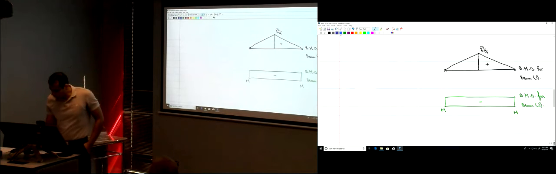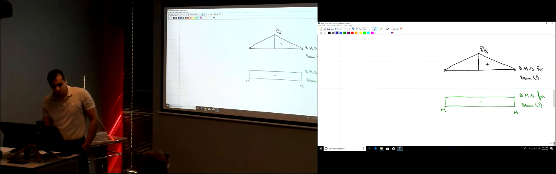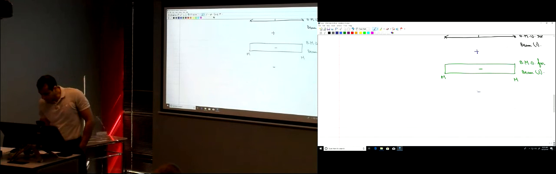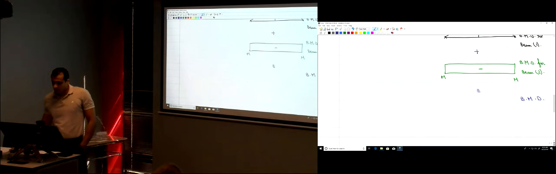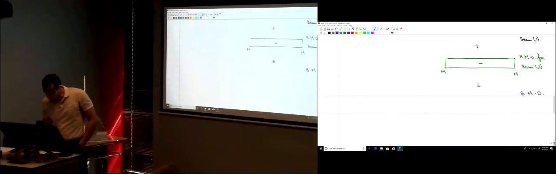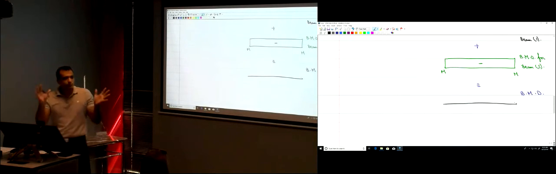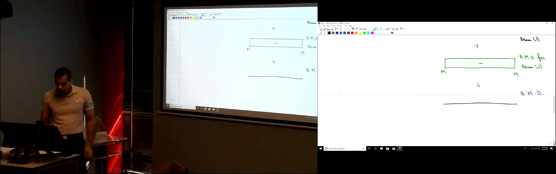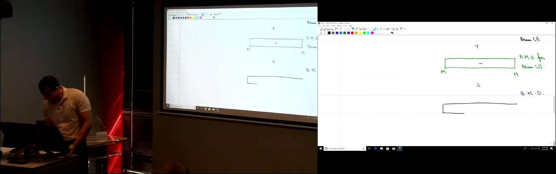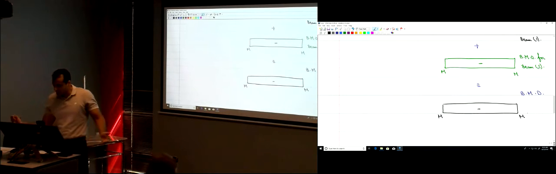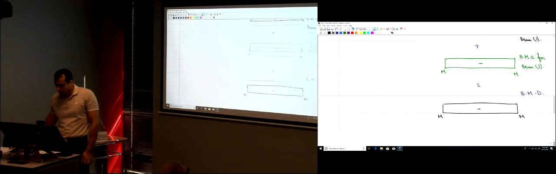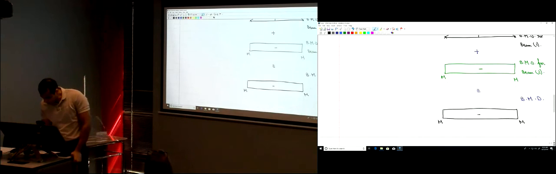What do I need to do with those 2 bending moment diagrams? I need to add them together to find the total bending moment diagram for the entire beam. How would you add them together? This is how I'm going to add them together. Simply, I'm just going to put them on top of each other. So here, this is M and M. This is the bending moment for beam 2, right? And the bending moment for beam 1 was positive.